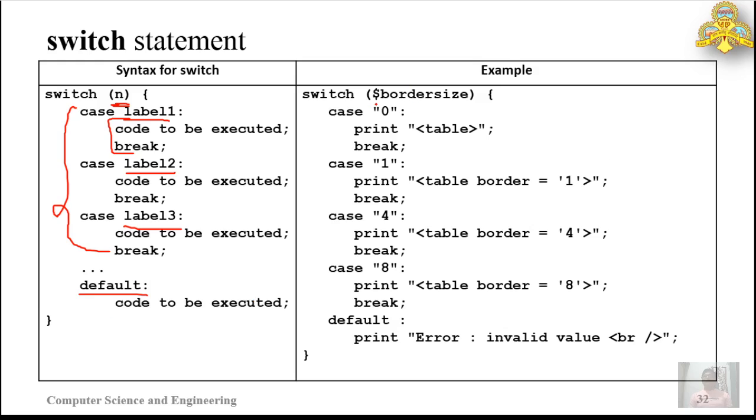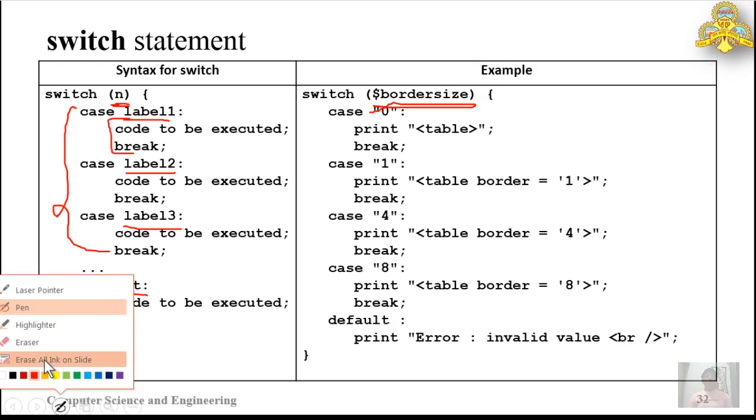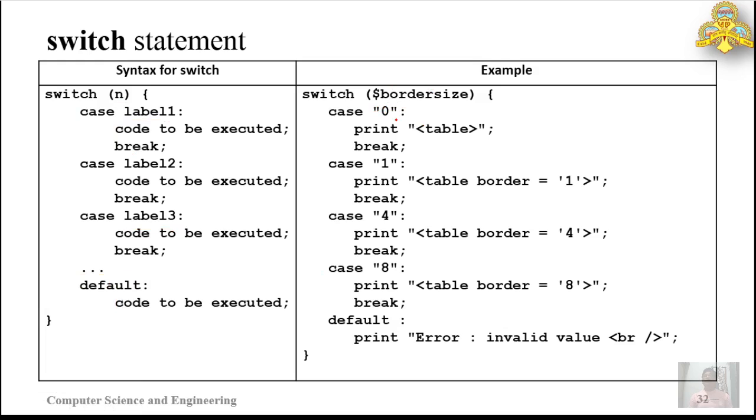Here in the example, I have taken a variable that is border size, and if the border size value evaluates to 0, observe that it's a string. In C language, it must be an integer value or a character value, but in PHP, it can be a string also. So, if the border value is specified as 0, then I will generate that HTML table tag like this, that is print. Print means it is not sent to the monitor, it is sent to the browser.